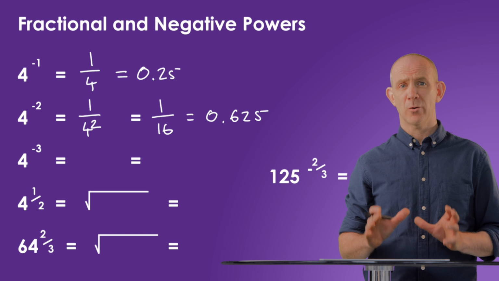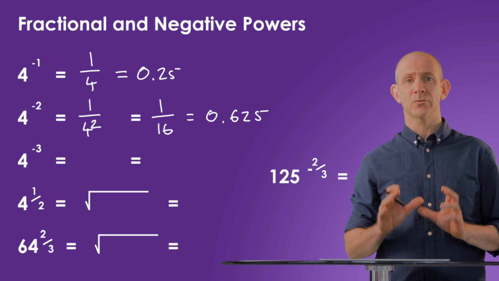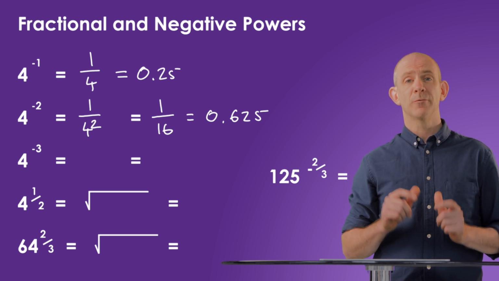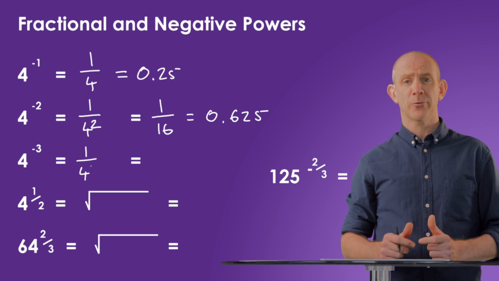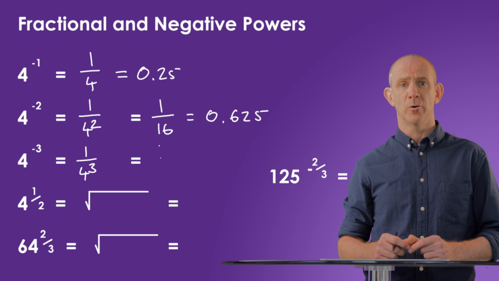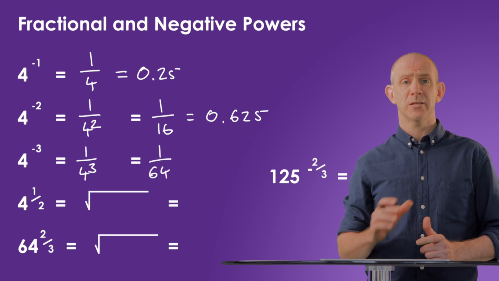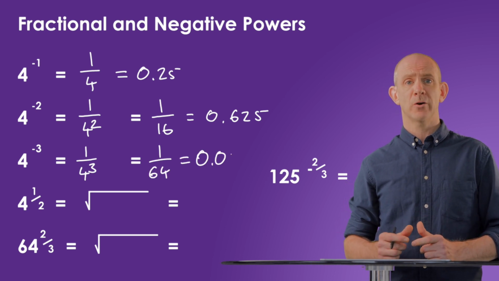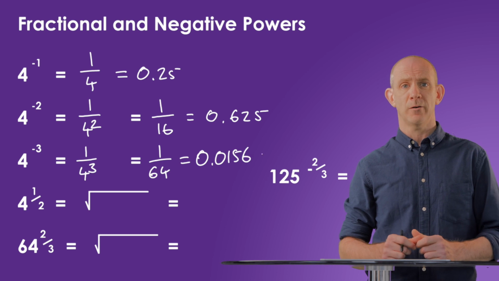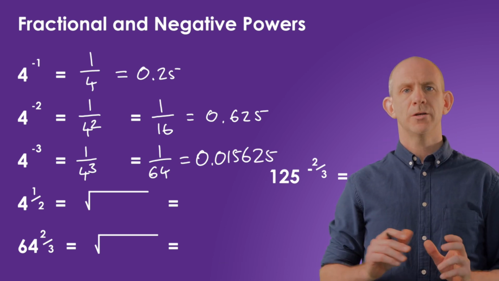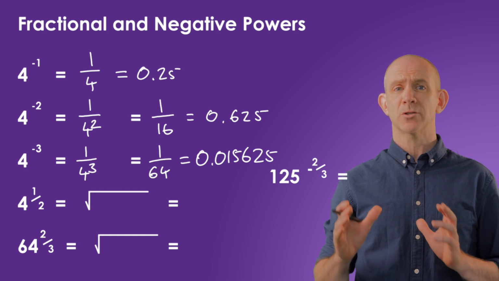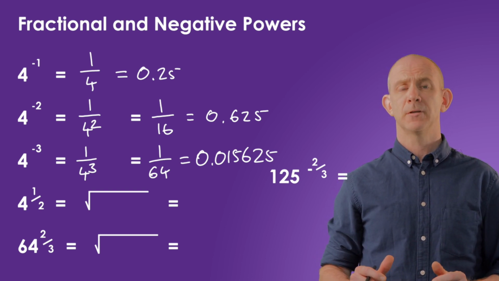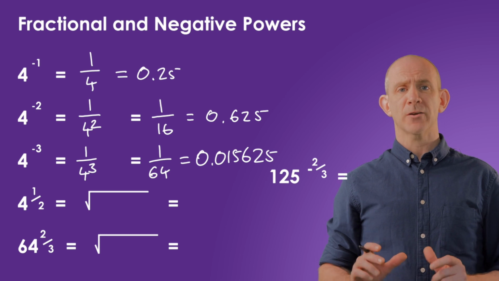The last negative power will show how small these can get really quickly, as we've got 4 to the power of negative 3, which means 1 over 4 to the power of 3, which is 1 over 64. And we can convert this to the decimal of 0.015625. You can see by this how we can get really small numbers quickly in the space of just a few decreases of power. Now let's move on to fractional indices.